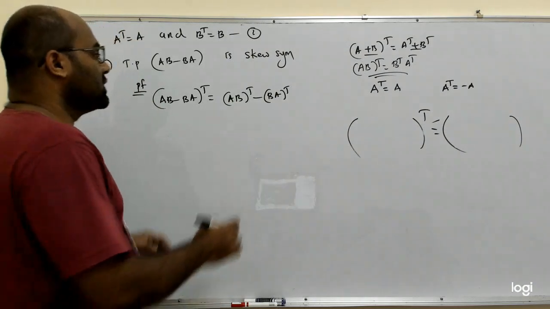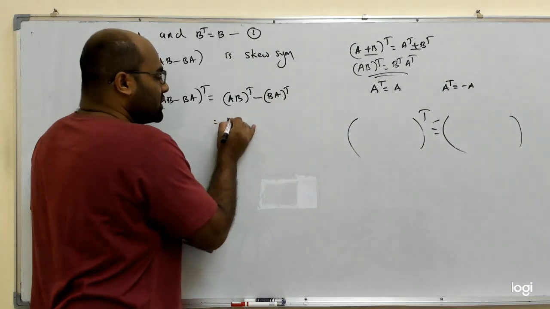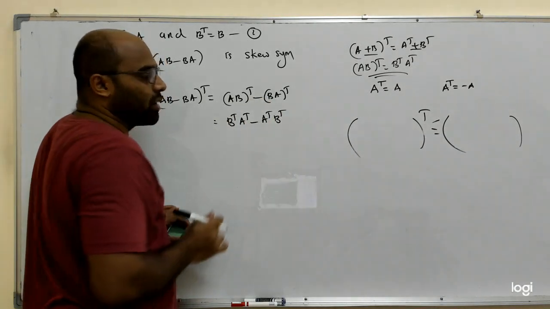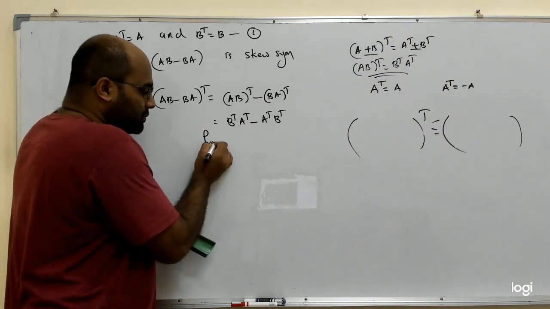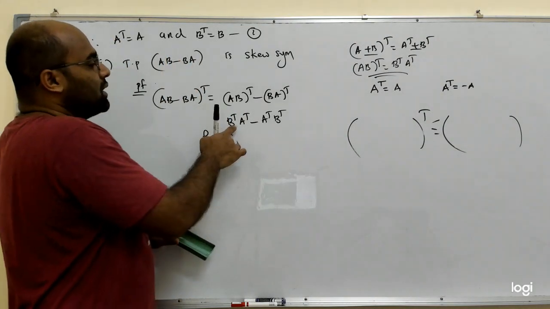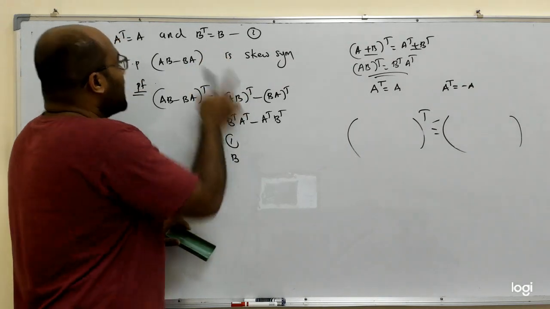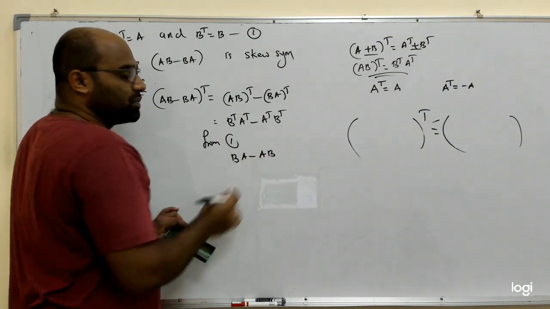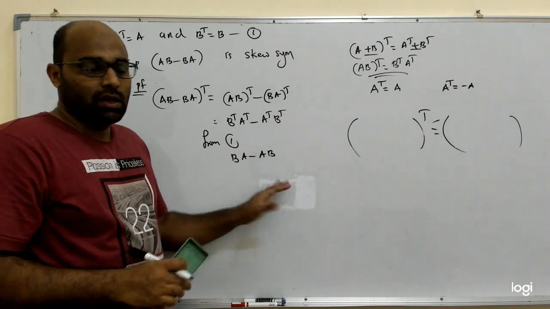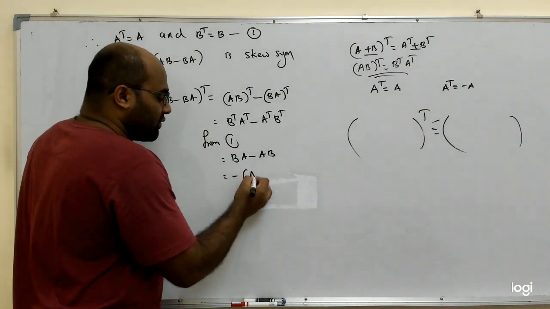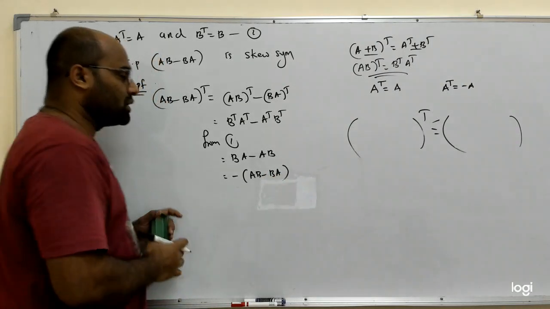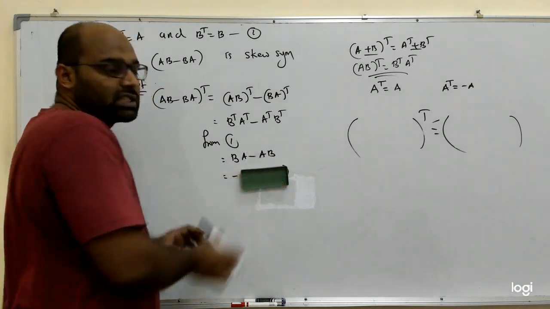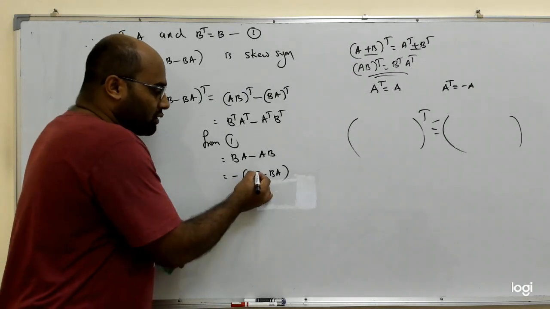Now in this case, according to the reversal law, we can write B transpose into A transpose minus A transpose into B transpose. In both cases I applied the reversal law. From 1, A transpose is the same as A and B transpose is the same as B. So we got BA minus AB. This can be written as minus of AB minus BA. So this transpose gives the negative of the same thing. When we take the minus out, the order reverses.